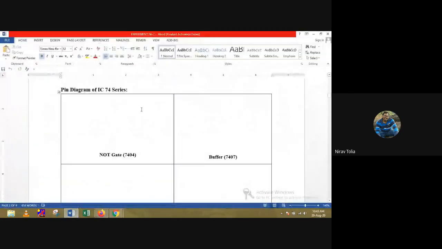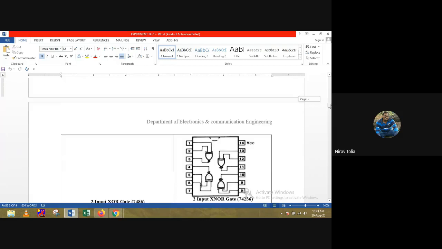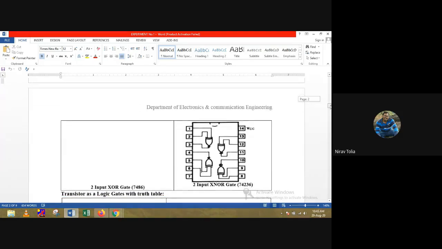So you have to draw the symbol in the given space. You do not need to draw the buffer. Otherwise, you can again Google it and find the buffer IC. You have to draw the NOT gate, OR gate, AND gate, NAND gate, NOR gate, and exclusive OR gate. The exclusive NOR I have already given.